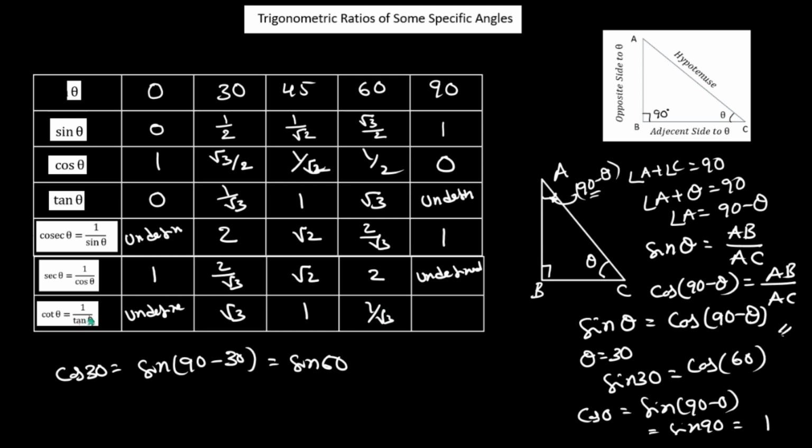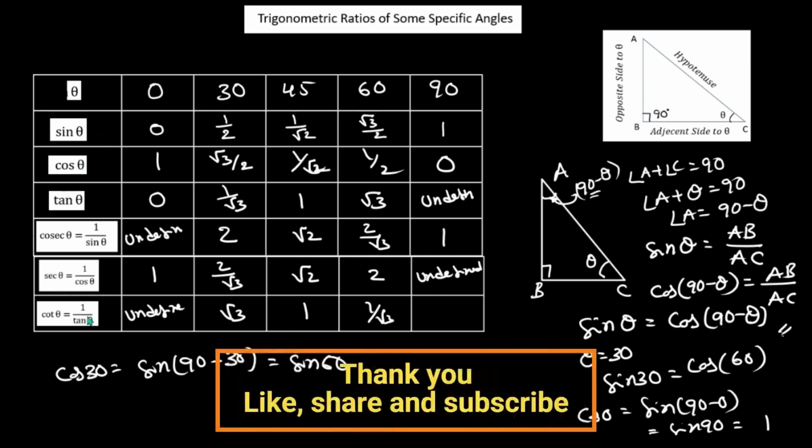Cot theta is the reverse of tan. That means it is cos theta by sin theta, since tan theta is sin theta by cos theta. So cot theta is cos theta by sin theta. That means it is 0 by 1, and 0 by anything is 0. That's why this number will become 0.